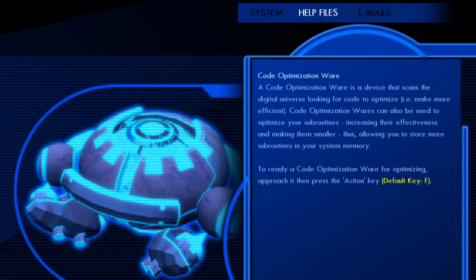Now, code optimization-ware is a device that scans the digital universe looking for code to optimize, i.e. make it more efficient. Code optimization-wares can also be used to optimize your subroutines, increasing their effectiveness and making them smaller, thus allowing you to store more subroutines in your system memory. To ready a code optimization-ware for optimizing, approach it and press the Action key.